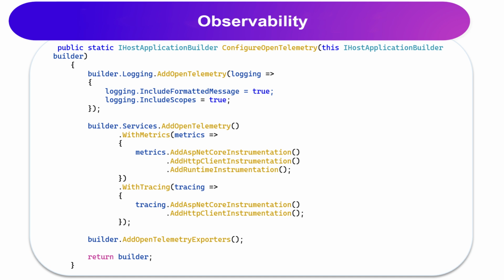OpenTelemetry is an open source standard for collecting metrics, logs, and traces from your application. In ASP.NET Core, OpenTelemetry is tightly integrated with the logging services and metrics system. You can add a few lines of code to configure it yourself, but with .NET Aspire, you can enable it with just one line of code. It even sets up exporters for services like Prometheus, Azure Monitor, or third-party systems.